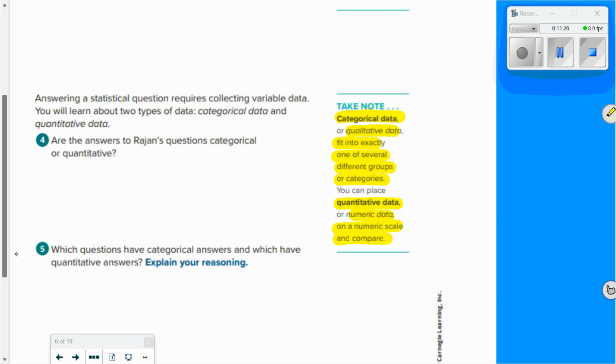Categorical is just saying it fits into categories. So football, basketball, soccer, tennis. The clubs: military history, gaming club, STAR, Lego, robotics club. They're different names. So a good way to think about a category is names. Numeric or quantitative is actual measurements, actual numbers. Okay?